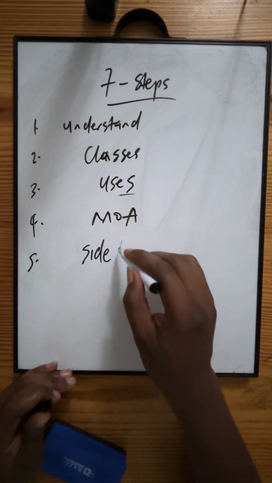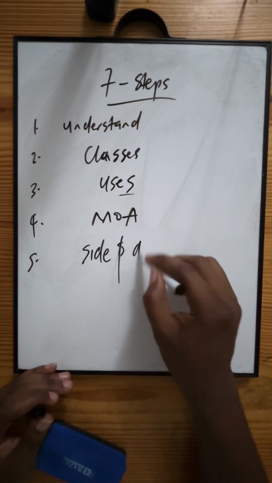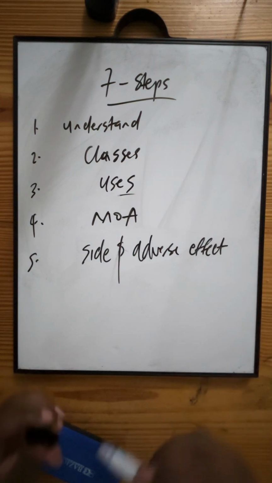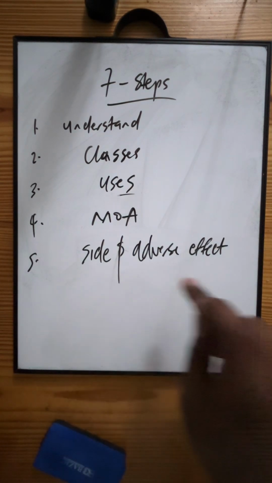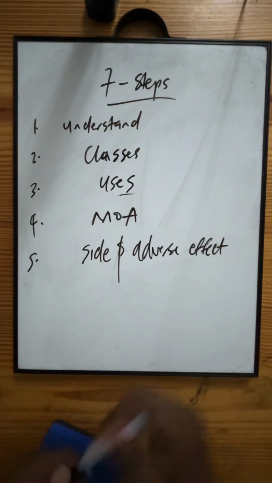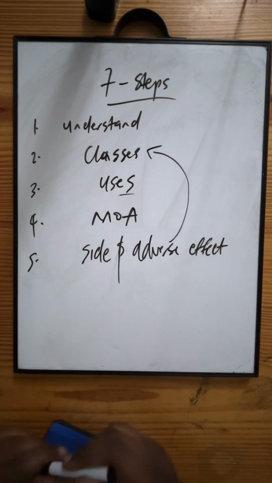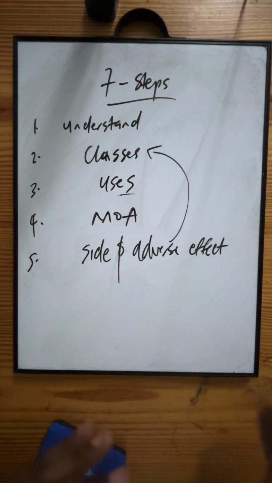Now when you are done with this, the fifth step is to know the side and adverse effects. Now you are not knowing the side and adverse effects of the medication. Instead, you are knowing the side and adverse effects of the classes, right? What's the side effect and adverse effect of beta blocker, or what's the side effect and adverse effect of antihypertensive medication? What's the side effect and adverse effect of anti-diabetic medication? This is what you want to know. You are not knowing the medication yet.